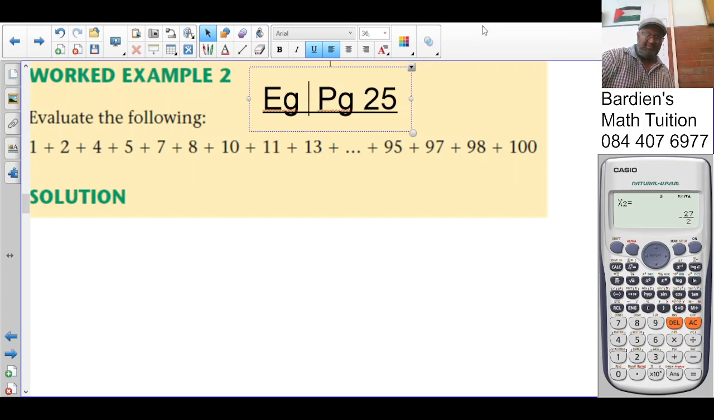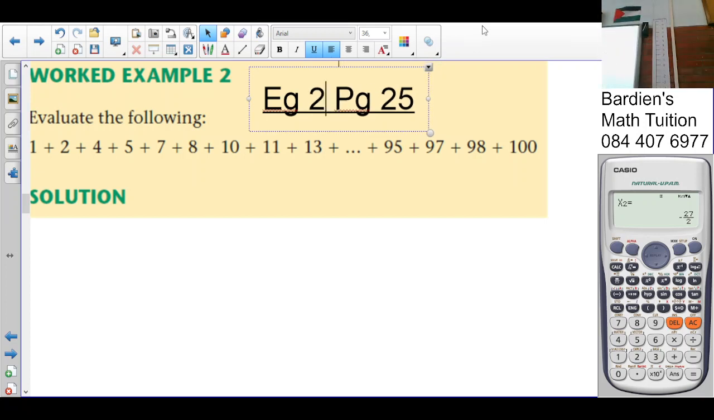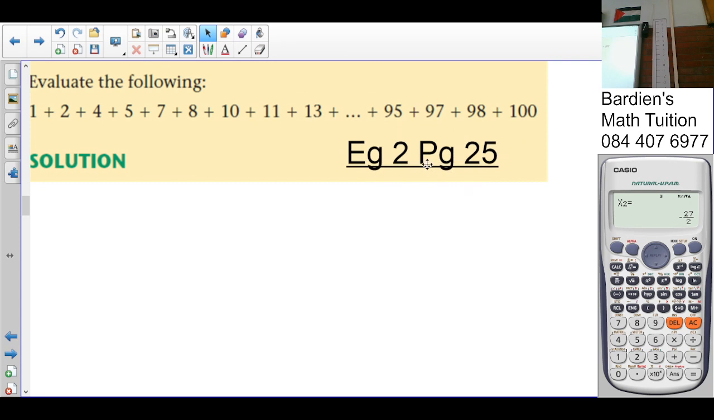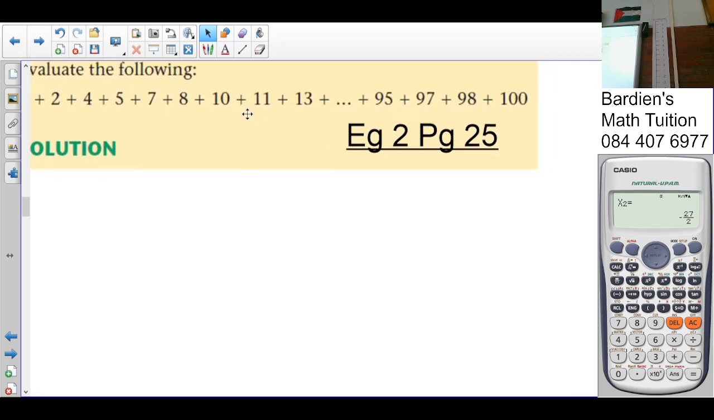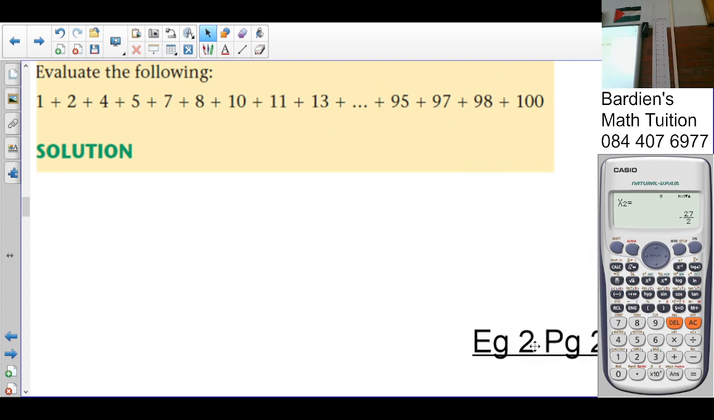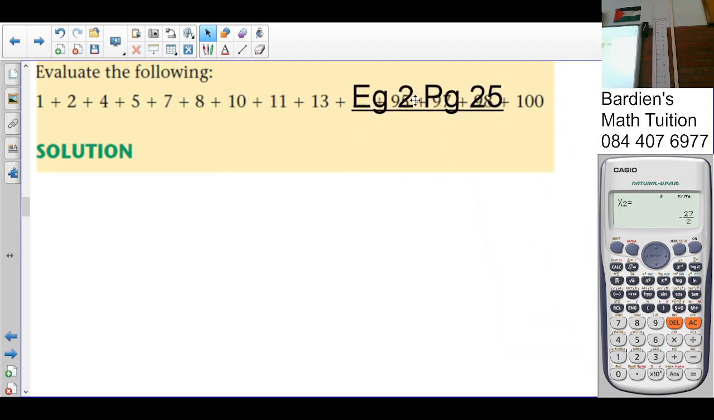Example 2 is on page 25. Here they ask to evaluate the following. Evaluate, calculate, determine, simplify, all mean the same to us. Okay. So we got 1, 2, 4, 5.